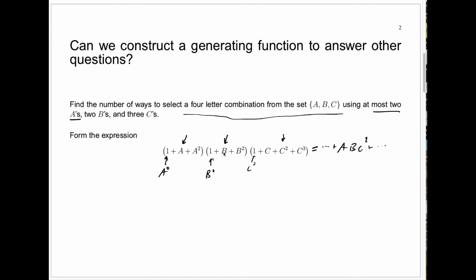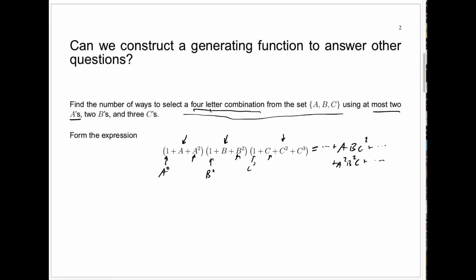And since I chose 1 a, 1 b, and 2 c's, that will actually be a combination of length 4. In other words, a 4-letter combination. Now, some terms won't correspond to 4-letter combinations. Let's look at some other terms. If I choose this term here, that a squared, that b squared, and the c, I will have a term in this expansion, a squared b squared c, that will correspond to a 5-letter combination. So I don't want to count that term when I'm looking for 4-letter combinations.